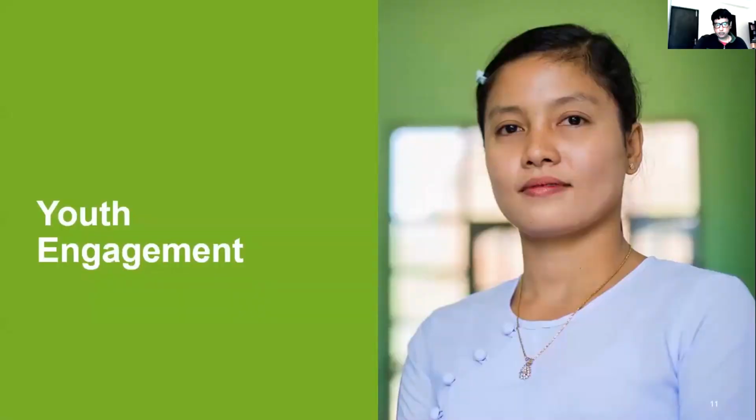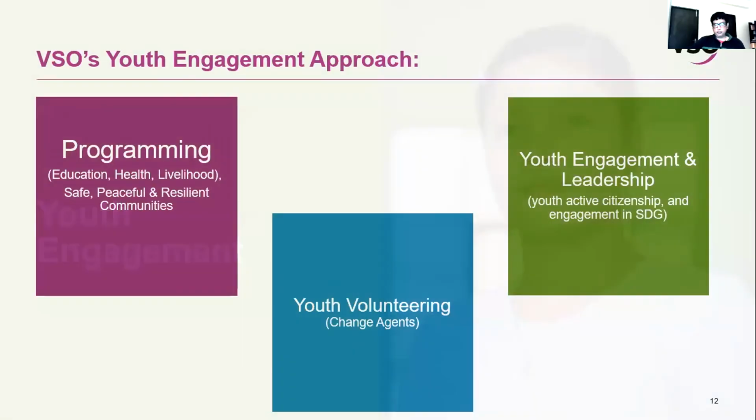Specifically, we look at youth engagement. So young people, like I said, are a very integral part of the way VSO designs and delivers programs. There are three elements to this. We look at the engagement of young people first in our programming, like I mentioned. We have programs in the areas of education, health, livelihood, and also initiatives in the area of safe, peaceful, and resilient community building.